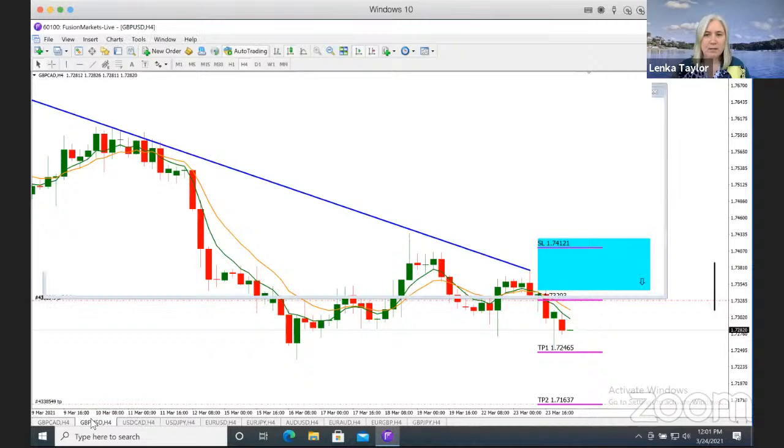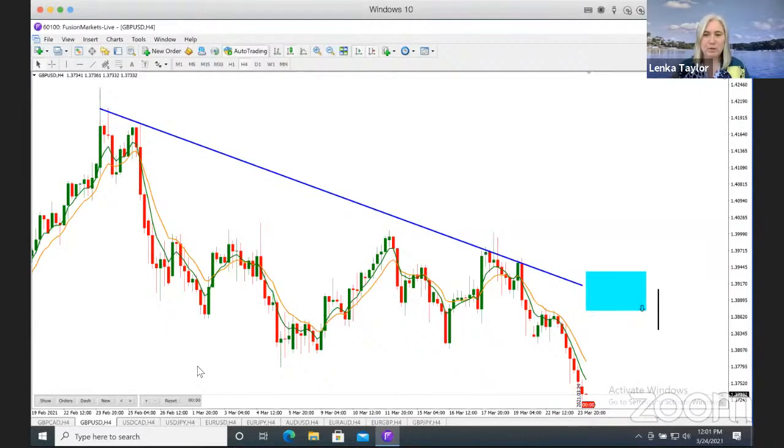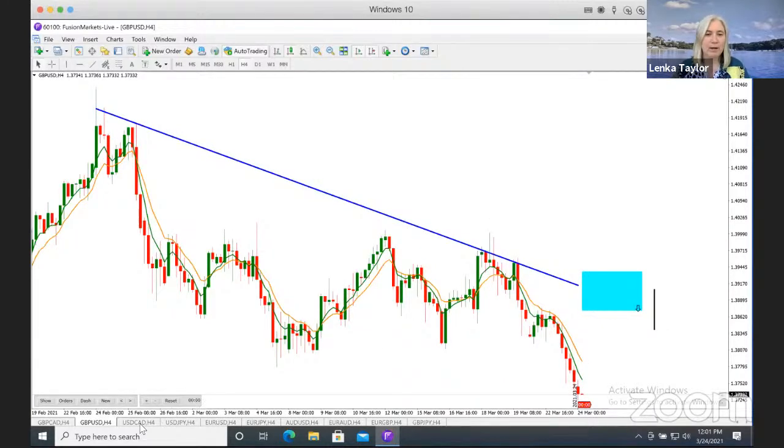Next setup is Gbp Usd. So this one did not come back to the trend line, so just waiting for any pullback at the moment to look for any opportunities. So at the moment, I'm not really looking for opportunities because it's not even in the pullback area.